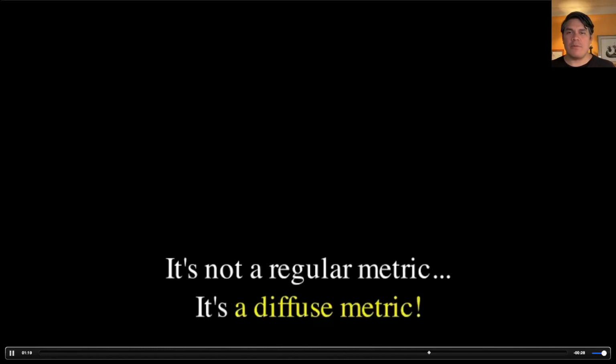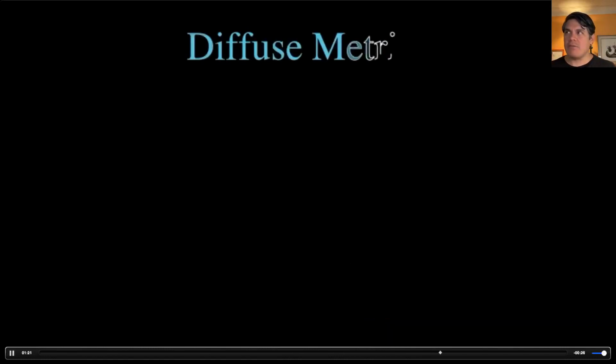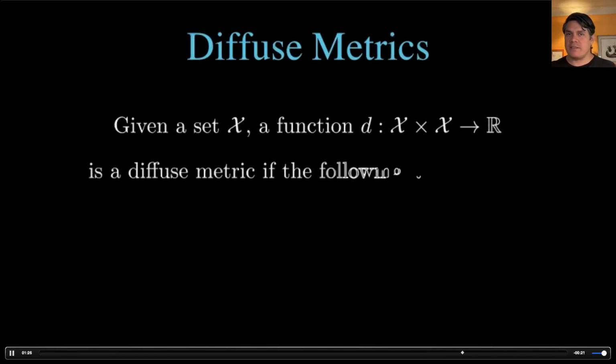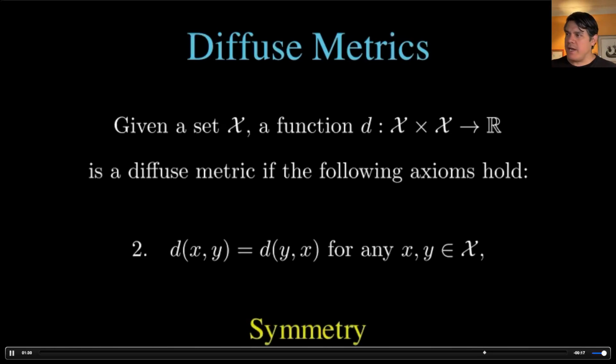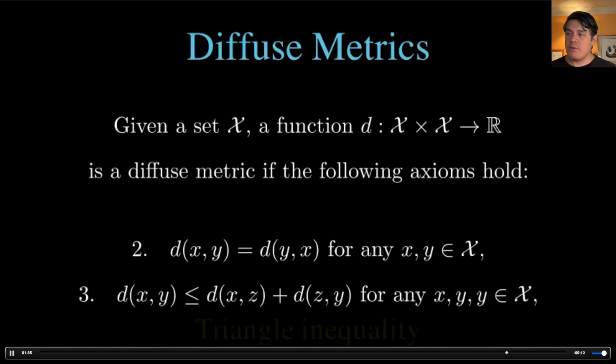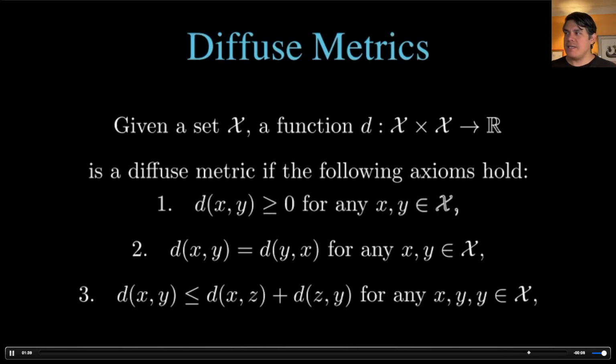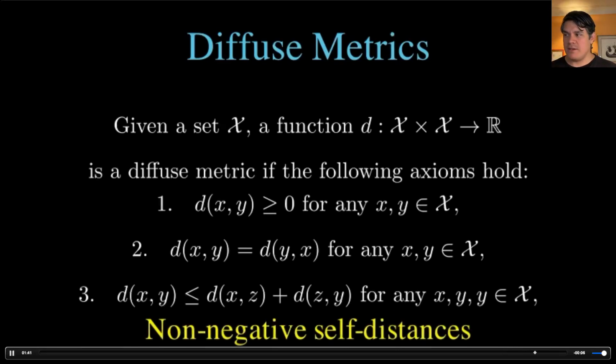The issue is that what we end up with is not a regular metric. So it's kind of like a metric, but it's something we coined a diffuse metric. And what's a diffuse metric? A diffuse metric is very similar to a regular metric. It's a function that maps pairs of states into a real number, respecting the following properties. So we have symmetry, just like in a regular metric. We have the triangle inequality, just like a regular metric. But the first condition is that we have non-negative distances between any pairs of states.